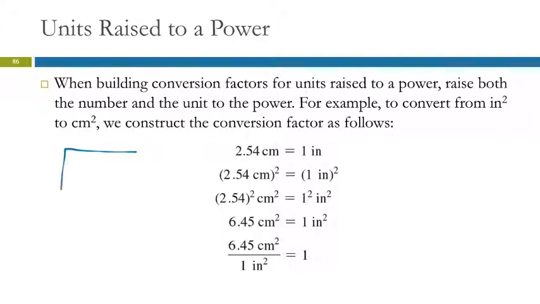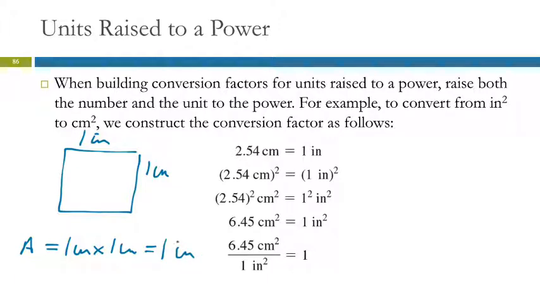So we've got a square, and we need to find the area, right? This side is 1 inch long, and this side is 1 inch long. So the area then is 1 inch times 1 inch, which is 1 inch squared. Simple enough. What if we measure the same square with a centimeter ruler?